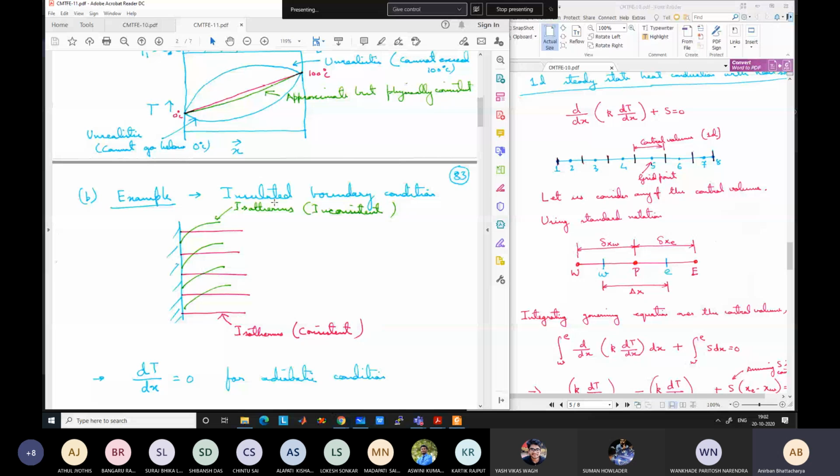Say you are doing an experimental setup and you are modeling it in CFD. You know that a small amount of leakage is happening. Although you have put an insulating material, still you have to put a small heat flux at the boundary. So you have to put Q equal to minus k dT/dx at the boundary. In that case, obviously there can be a slope, but that slope is correct because you have put some Q value in the simulation.